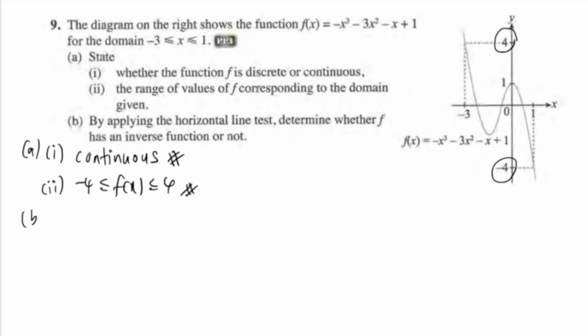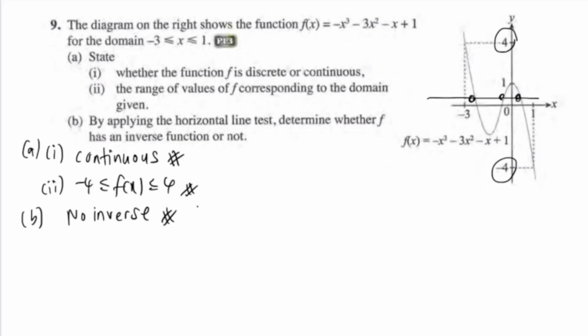Okay, B. By applying the horizontal line test, determine whether f has an inverse function or not. Okay, horizontal line test, we just draw this way. You can see that it actually intercepts at 3 points. That means a many to one relation, and multiple x map onto a single y, right? When it cuts only at 1 point, that means it must be 1 to 1. A 1 to 1 would have an inverse. In this case, it has no inverse.